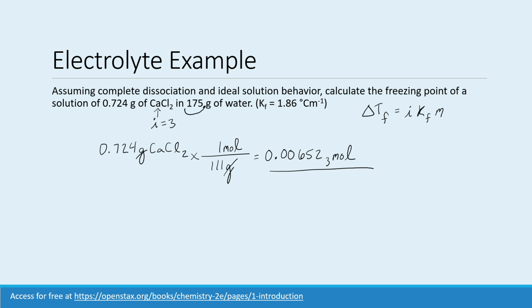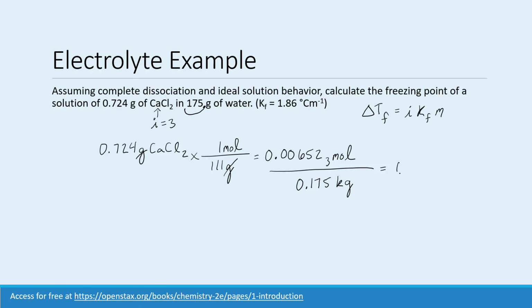And then we can divide that by the kilograms of solvent. Remember that just is taking the decimal over 3 places, and so it's 0.175 kilograms of water. And so we get a molality of 0.03727, keeping 3 sig figs. Okay, so we've got the molality. They give us the K value, and we now know what i is.